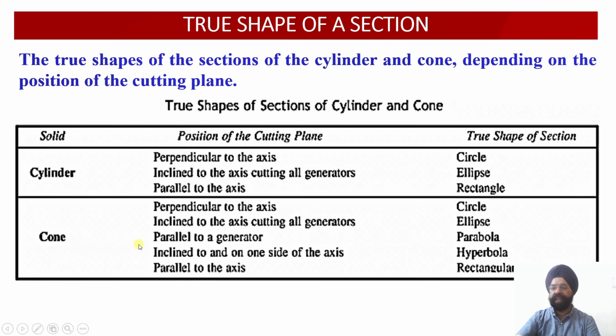This also we have seen. Third, if we cut a cone parallel to a generator, the true shape of the cut section will be a parabola. If I cut a cone inclined to and on one side of the axis, we get the construction as the hyperbola. And if we cut a cone parallel to the axis, the resultant true shape of the cut section will be a rectangular hyperbola. So let us look at all these cases one by one.